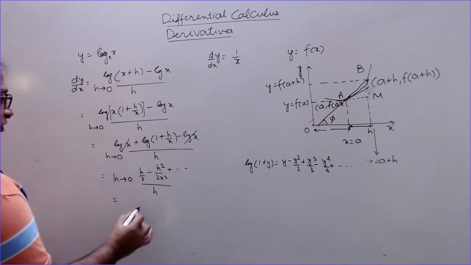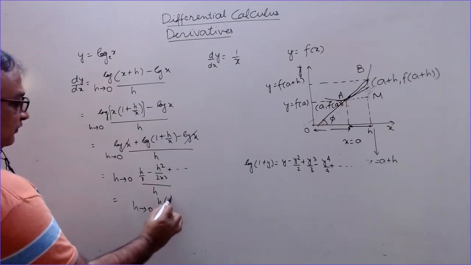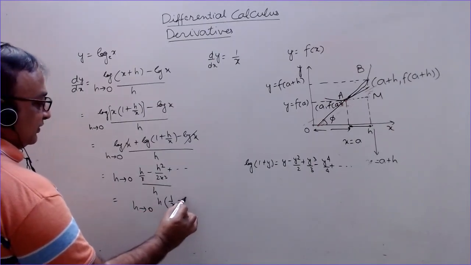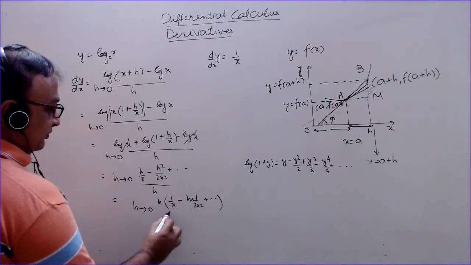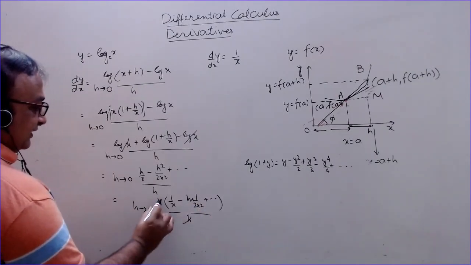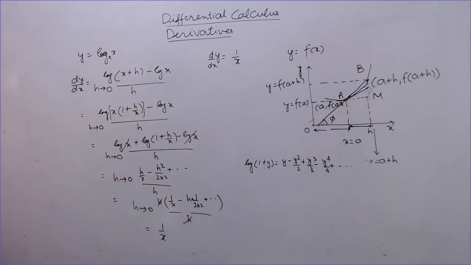If you take h common from this, 1 by x minus h into 1 by 2x square and other higher terms, divided by h. H cancels out. When you put the limit of h, the answer is 1 by x. So this is how you get the derivative of log x.